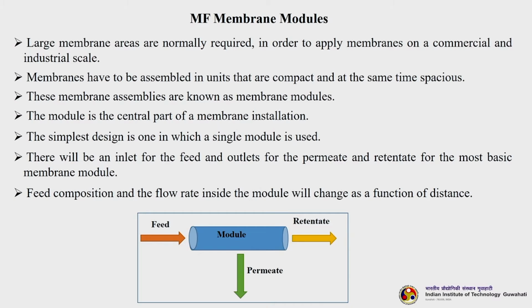The membrane and the module is the central part of the membrane installation. The simplest design is the one in which a single module is used. There can be many modules connected in series, in a cascading system, and many of them can be called a single stage also. There will be an inlet for the feed and outlet for the permeate and retentate for the most basic membrane module, just as given here. Feed composition and flow rate inside the module will change as a function of distance.